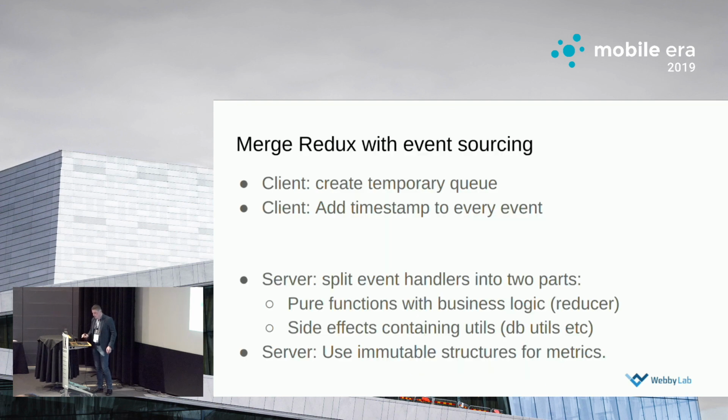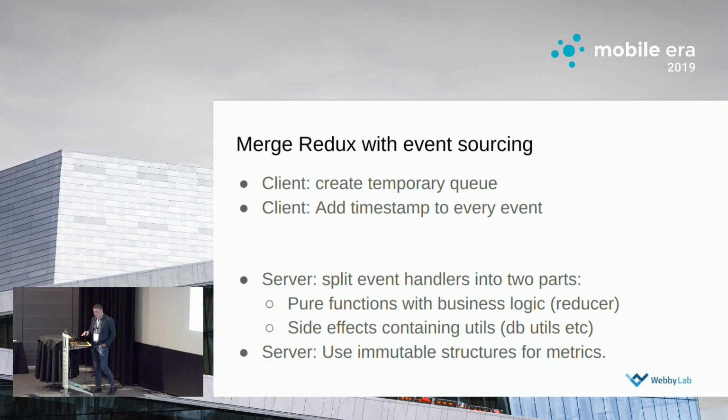If we make several changes, we can combine these two concepts into one. So what do we need to do? First of all, as I mentioned before, Redux does not have an event queue, and we can create a temporary queue in our mobile application. It's the first thing. Another thing we need to do is add a timestamp to every event to make it compatible with event sourcing. And that's it for the front end.